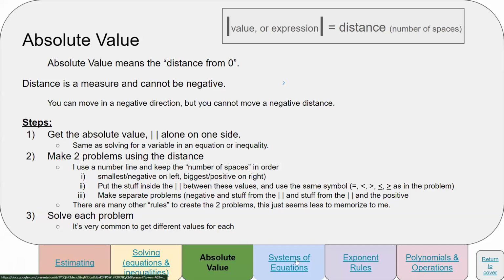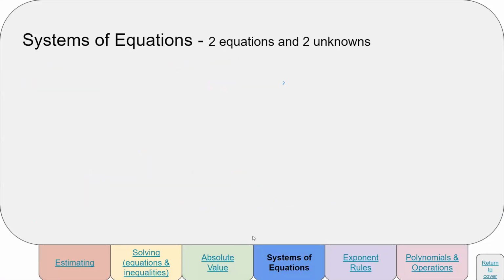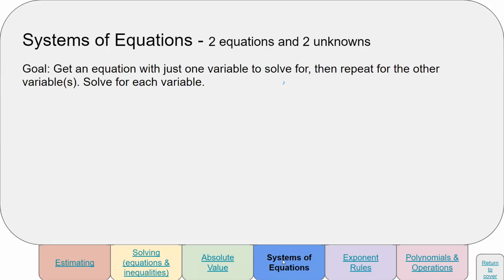All right, so then notes on systems of equations. In this class, systems of equations are going to be two equations and two unknowns. You can do systems of equations with more equations and more variables. Unknowns just means a variable. So our goal is always to get an equation with just one variable and solve for it, and then repeat to get the other variables. You can only solve for one variable at a time.